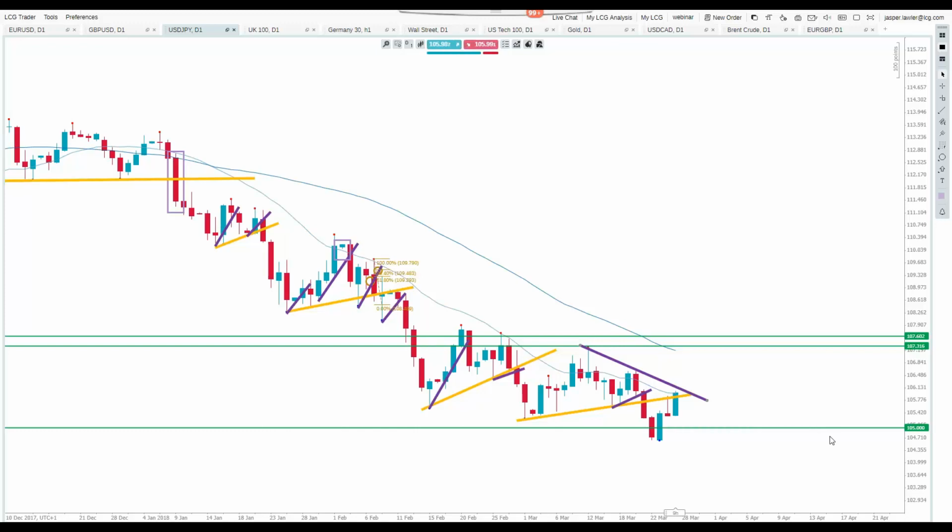So I've gone through this dollar yen example. I didn't get any suggestions for any other live markets, but I think that's fine because we've hit the half-an-hour mark here, so I'm going to call it a day right there.